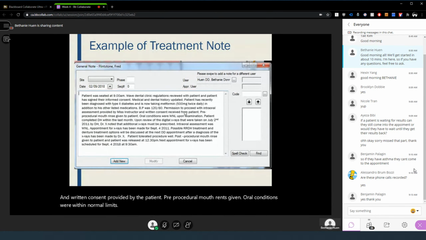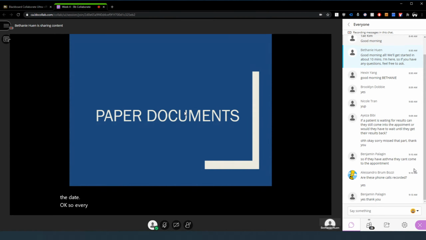Then you outline everything that happened in that procedure. Near the end: patient tolerated the procedure well. Post-procedural mouth rinse given, patient released at 12:30. Next appointment for, here we say x-rays, has been scheduled for, and the date. Every one of them is going to look a little bit different, and again, we're going to practice writing those in clinic.